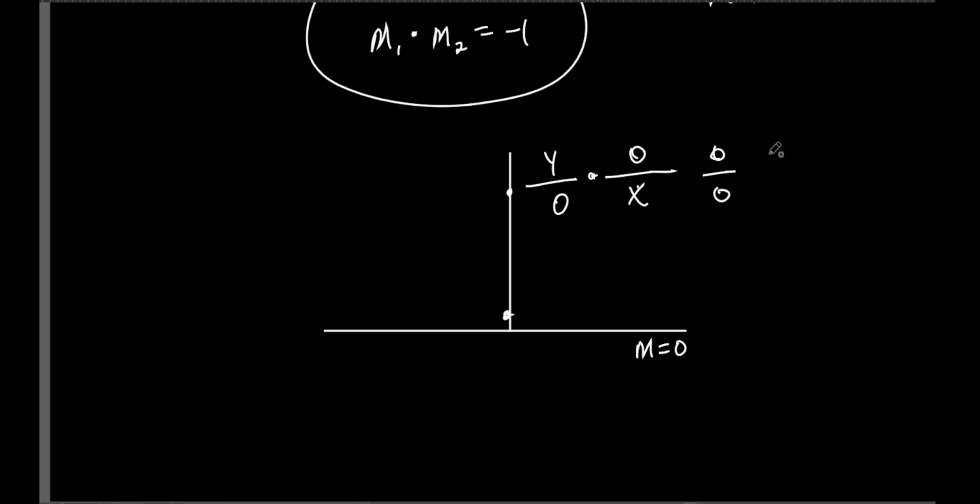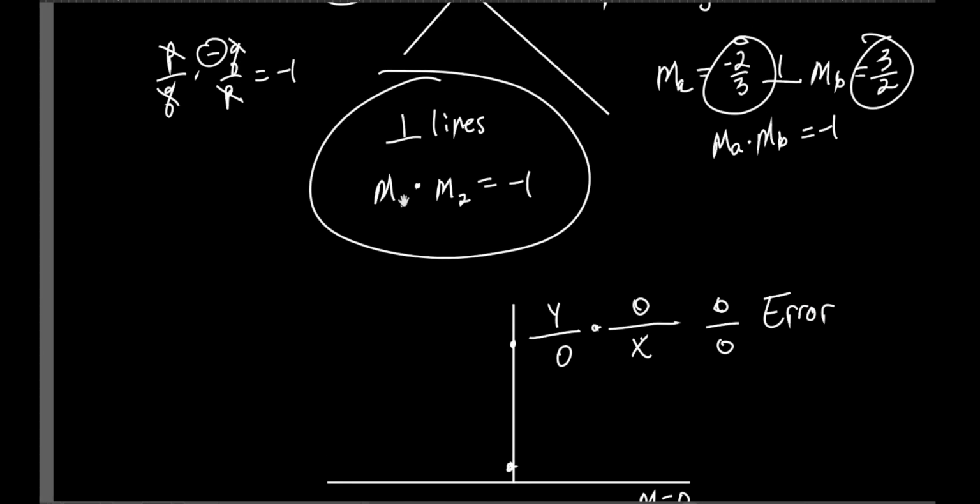So look, what's 0 divided by 0? What do we say? It says error. All right, so that's really the only situation. Everybody listen. That's the only situation where if you multiply the slopes together, you're not going to get -1. Everybody see that? When you've got a horizontal line and a vertical line. Every other situation, if you multiply the slopes, you get a -1.